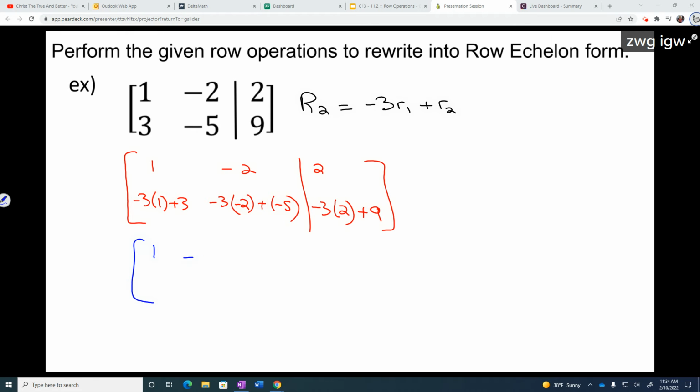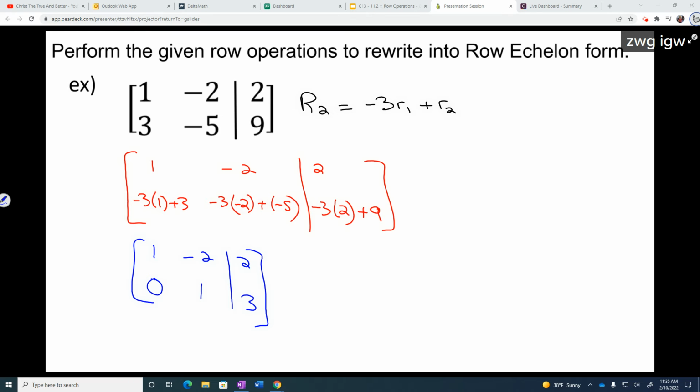So keep the top row. This should be 0. That's the reason we did it. Negative 3 plus 3 is 0. And this becomes 6 plus negative 5. What's that? Yep. And then this is negative 6 plus 9. So we're actually done there because we got it in row echelon form. In the process of making this 0, it actually changed that one to 1 as well. Okay. So that's row echelon form.